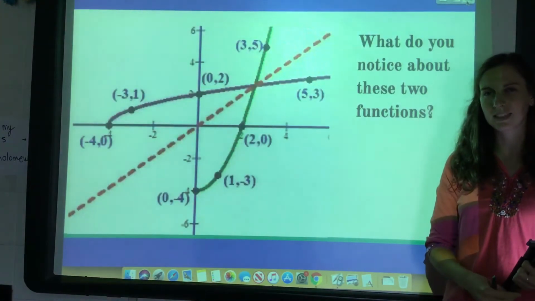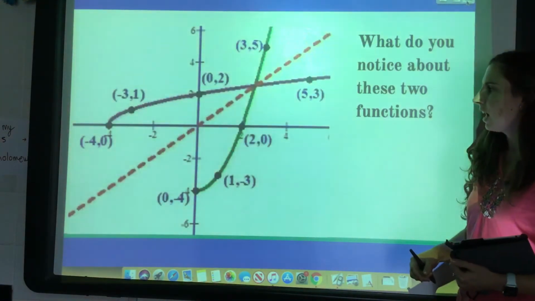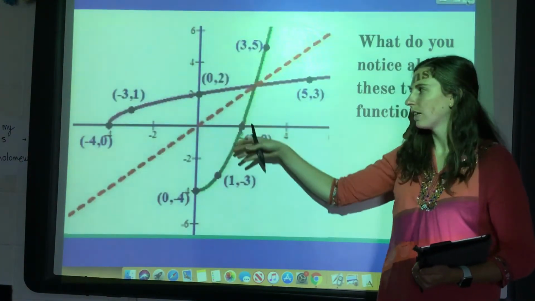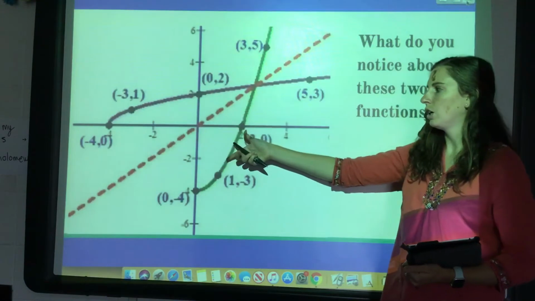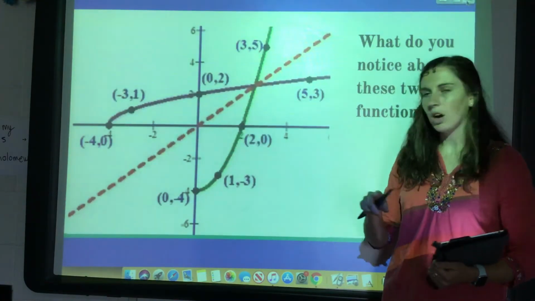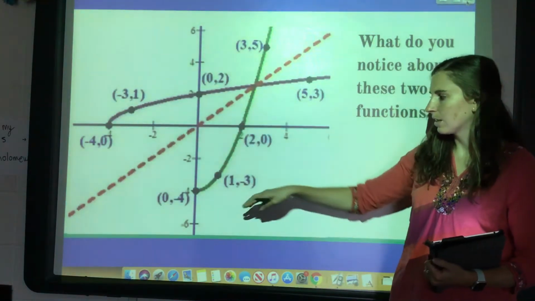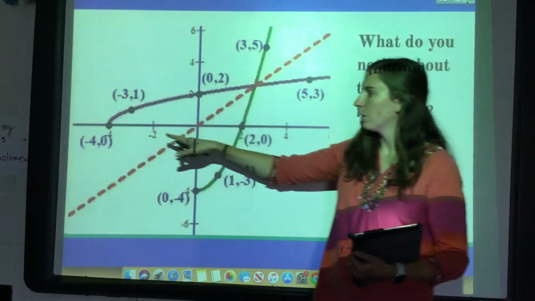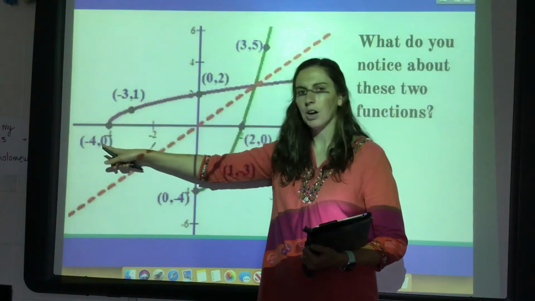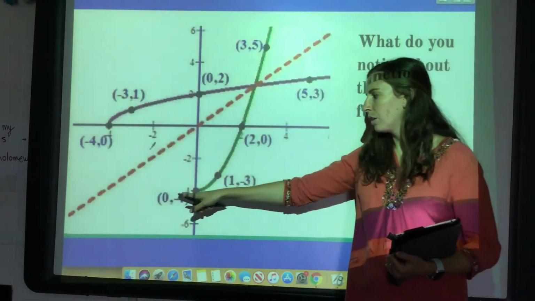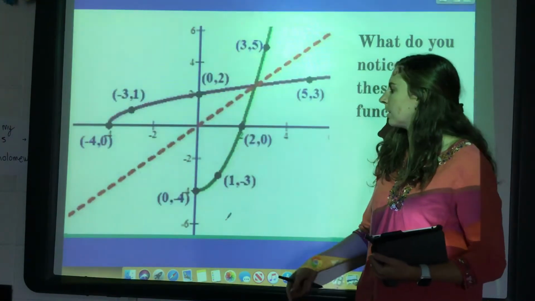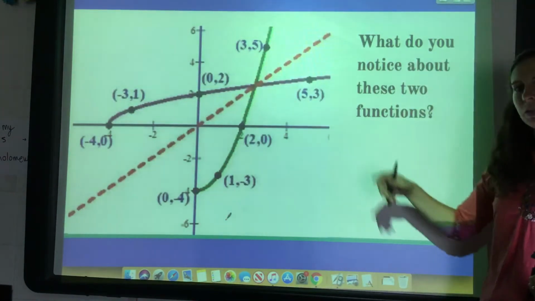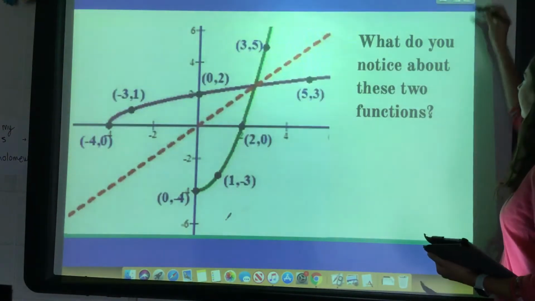So here are some things that maybe you noticed. First of all, they're a mirror image of each other. Like if you were to reflect this one, you would get this one. You also may have noticed that some of these points match up. For example, on this purple function, we have the point -4, 0, whereas on the green one, we have 0, -4. It's flipped. Same thing with like 0, 2, and 2, 0. They're flipped. Maybe you notice some other things that you want to share. Feel free.